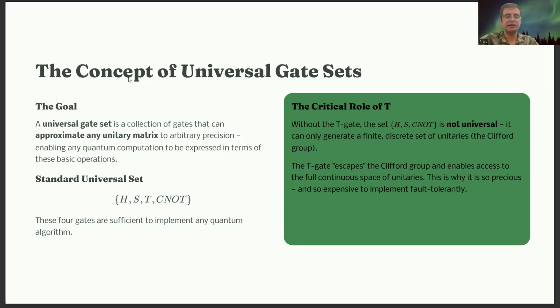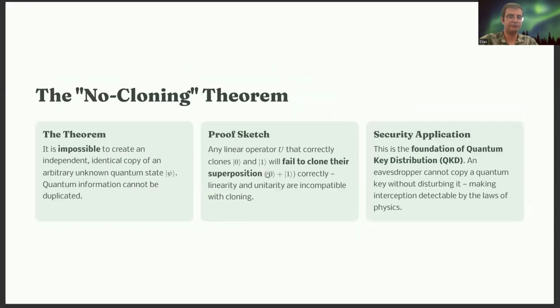So we have a set of universal gates. If you have H, S, T, and CNOT gates, I'll show you CNOT in a later session, with these four gates you can create any other type of gate. That's why we call them universal. For example, H, S, and CNOT are not universal. This is called the Clifford group. You also need a T gate to make a universal set.